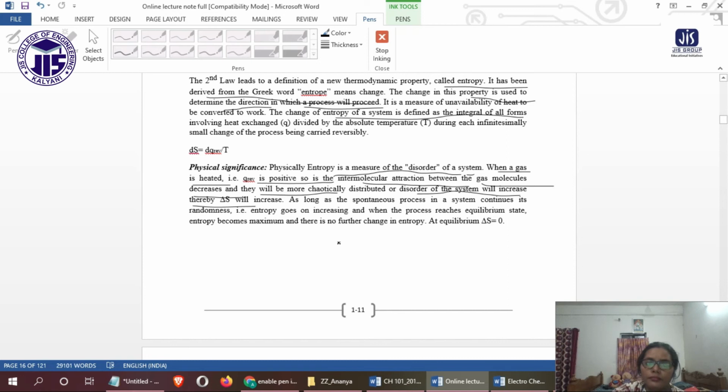As long as the spontaneous process in a system continues, the randomness continues and the entropy goes on increasing. When the process reaches the equilibrium state, the entropy becomes maximum and there is no further change in entropy. So while the system is in equilibrium, the entropy value will be maximum and no further change will occur, that means delta S equals 0.